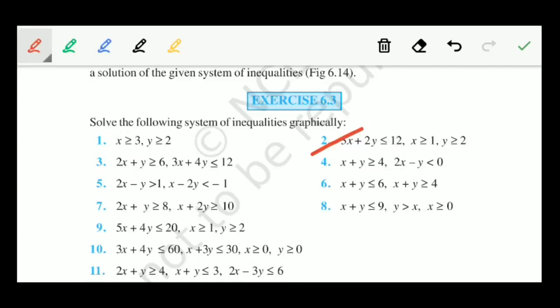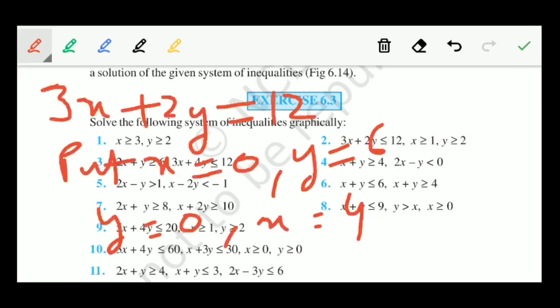Now students, I am going to solve the second question of 6.3. Here we will find the solution of the system of inequalities graphically. Now see the solution of the first inequality. We will draw the graph of the first inequality. Therefore our equation here is 3x plus 2y equals 12. Now put x equals 0, y equals 6, and when you put y equals 0, x equals 4. Now see its graph.